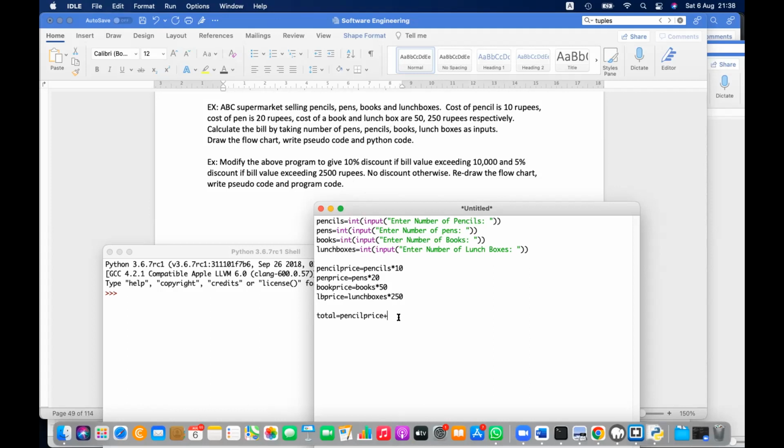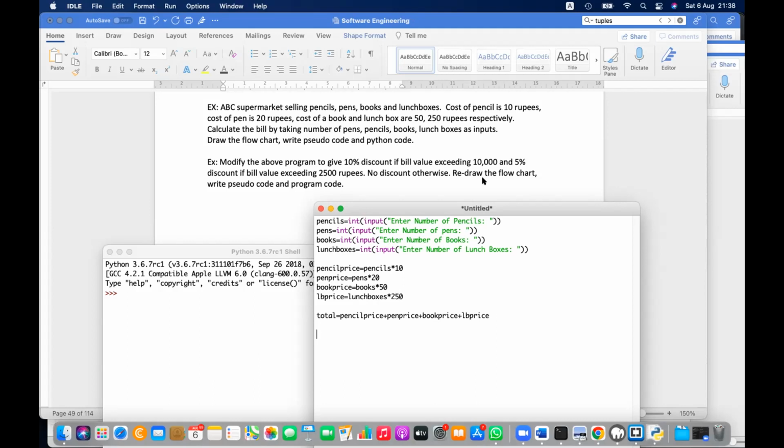So this is just the initial calculation, the book price and the lunchbox price. It's very clear sequence. So sequence is here, right? Just executing instructions one after another. Then what? Then the discount. Modify the above program again.